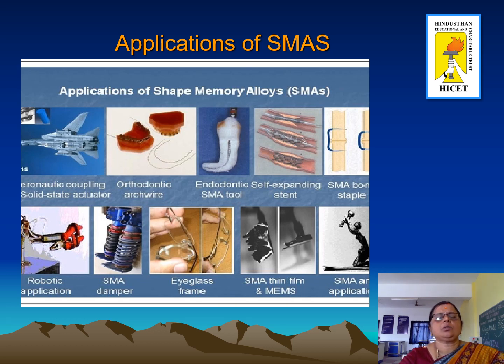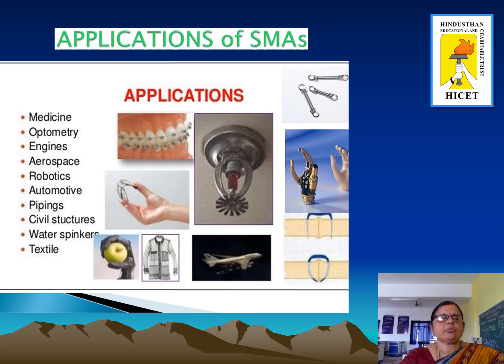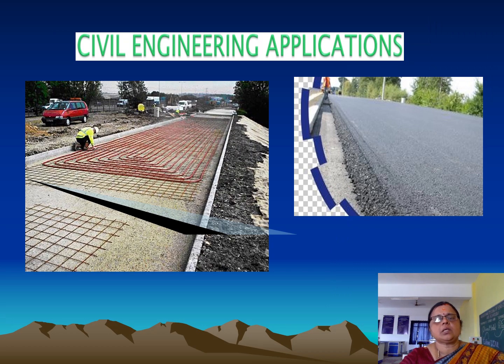The figure shows some applications of SMAs, such as an endodontic SMA tool. They are used in orthodontic arc wires, eyeglass frames, SMA dampers, and they are also used in the fields of medicine, optometry, engines, aerospace, robotics, automotive pipings, civil structures, water sprinklers, and textile industries. The figure shows the shape memory applications in road laying.